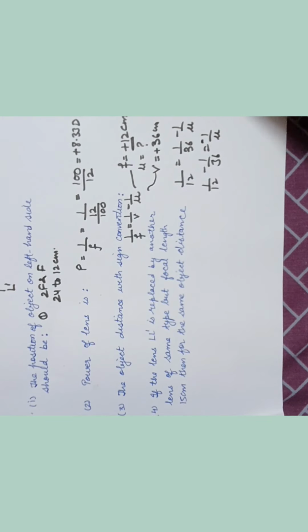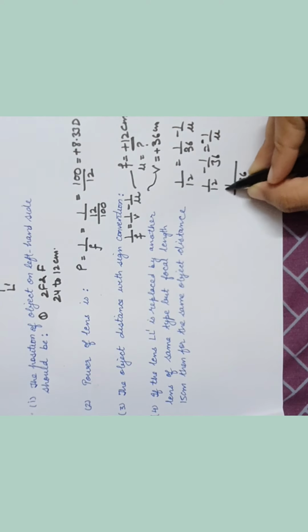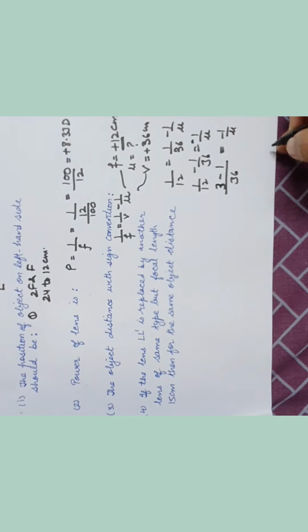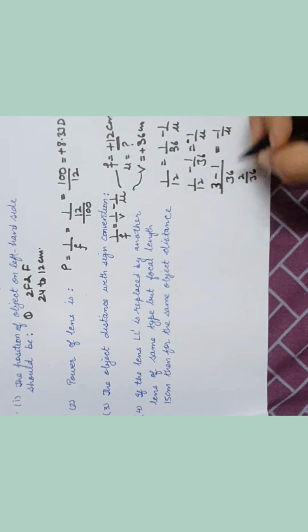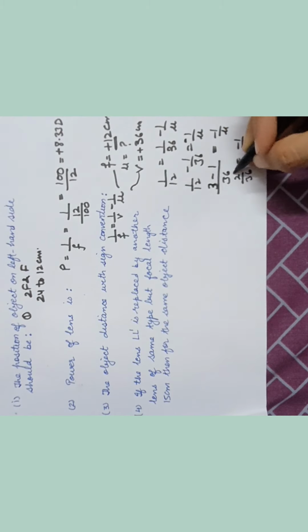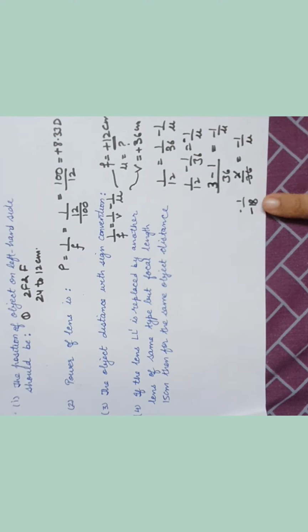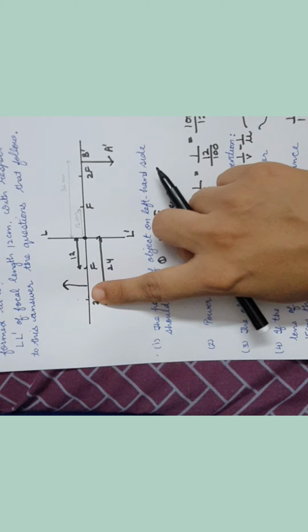You can take the LCM. So 36 is 1, you'll write 3 minus 1 is equal to 1 by u. So you get 2/36, and that gives you your answer. What you are going to get? You are going to get 1/18 with minus sign. See, this negative will come automatically because I know my object is always on left hand side, and we know by sign convention it should come negative, right? So this is very important here, right?